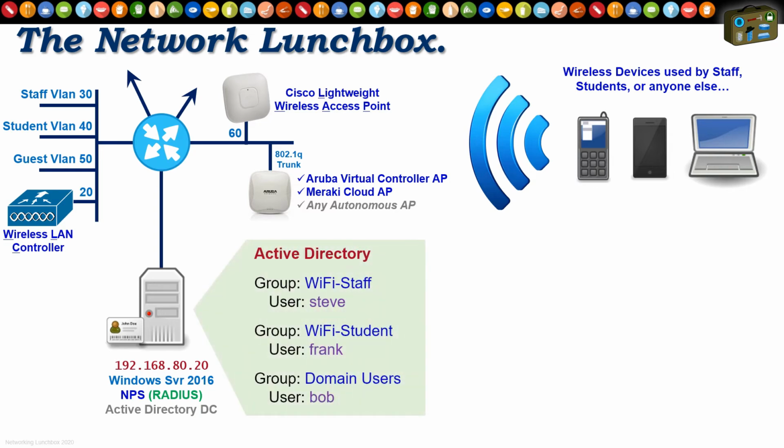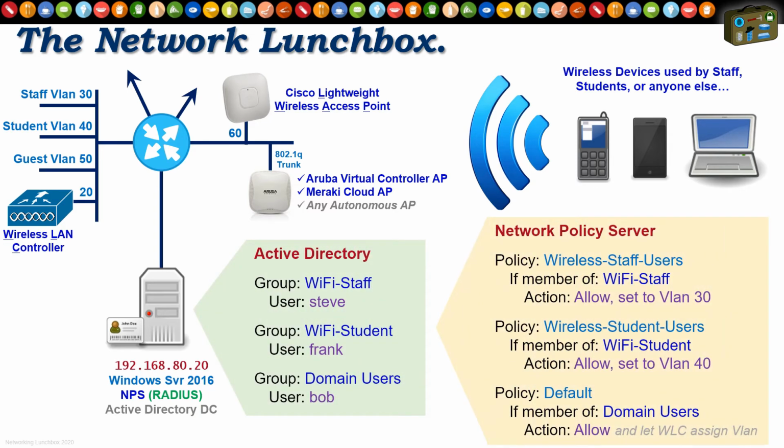So once again, we've got our 3 users, Steve, Frank, and Bob. But this time I've created new groups. So there's a Wi-Fi staff, and Steve's in that group. We have a Wi-Fi student, Frank's in that group, and of course Bob's just sitting there in domain users. So our first policy for the wireless is called wireless staff. And if you're a member of the wireless staff group, we're going to let you on the wireless network, and we're going to push back that you should live on VLAN 30.